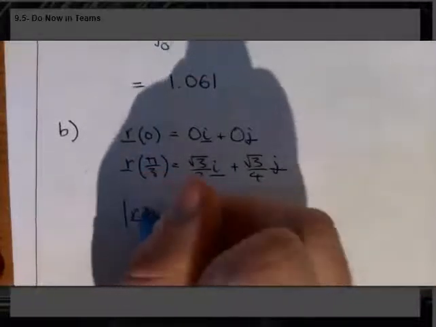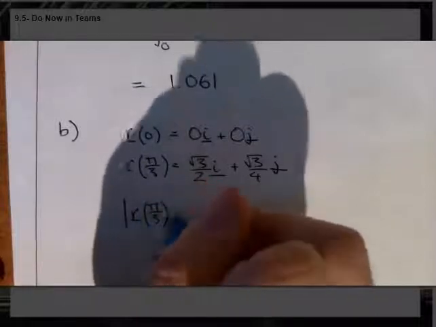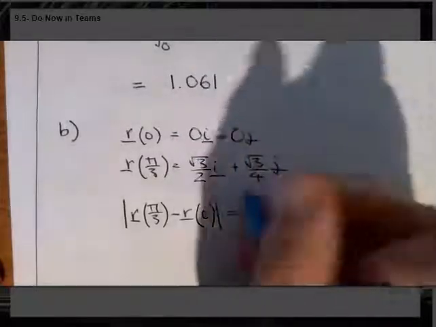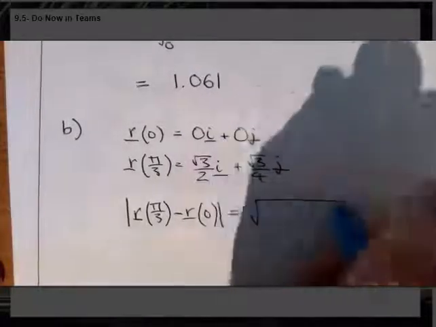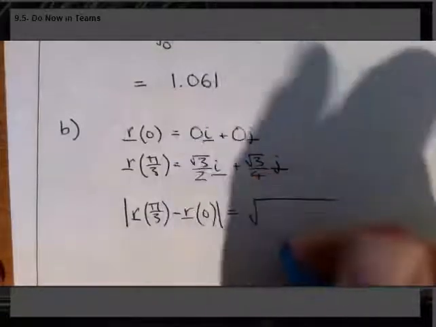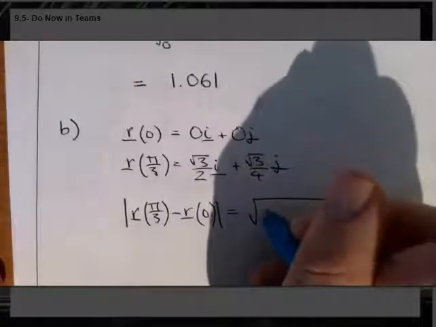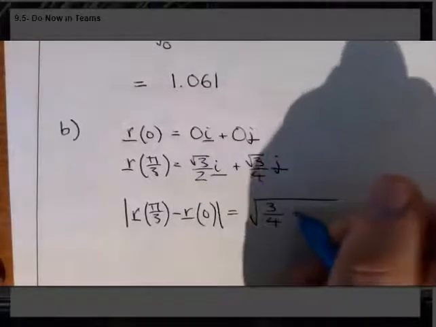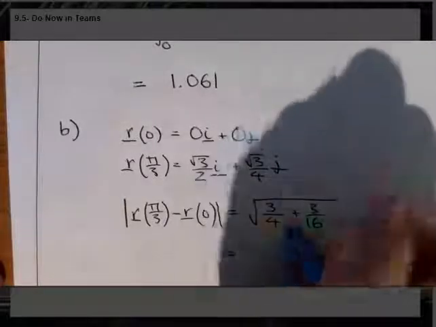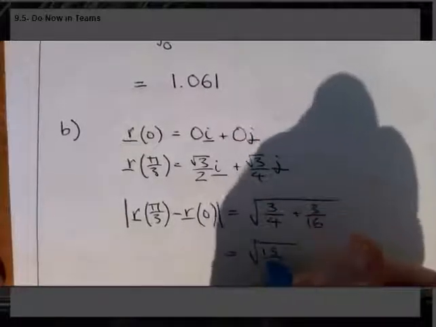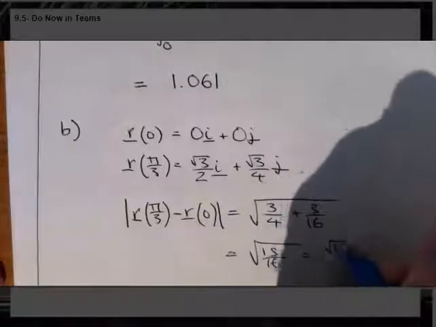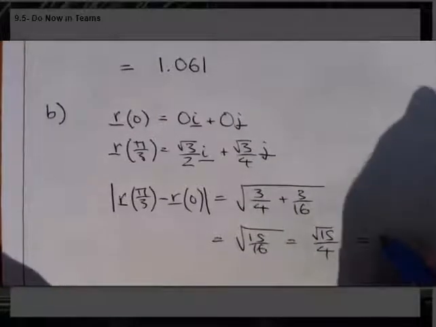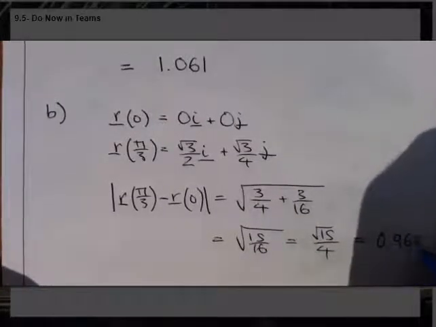So, using the shortest distance formula that we learned about last time, or really, because one of them is the origin, we're just doing the magnitude of the second position vector. So it's going to be the square root of 3 over 4 plus 3 over 16, which comes out as the square root of 15 over 16. So it's root 15 over 4. And so it is, I think, on your calculator about 0.968.